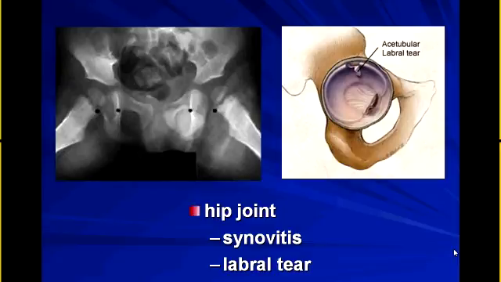Labral tears can also give rise to anterior hip pain. They often describe a clicking, deep and catching pain deep in the joint. So not to confuse that with the iliopsoas tendon snapping over the pectineal line, but this is catching pain. It's a clicking or snapping deep inside the hip.